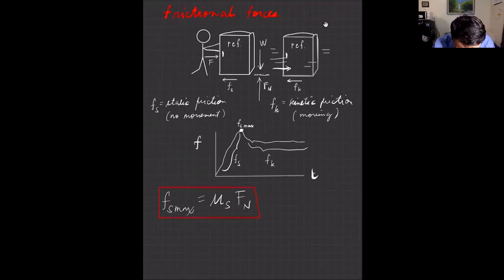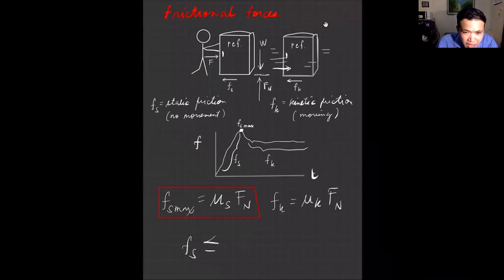How about for mu k? The kinetic friction is given by this formula, mu k times Fn. Similar but different constant. Just remember that you have a static friction, it goes from 0 to the maximum. So there's this value for the static friction. It's usually from 0 to maximum static friction, Fs max. Whatever the value for this, you can determine that.